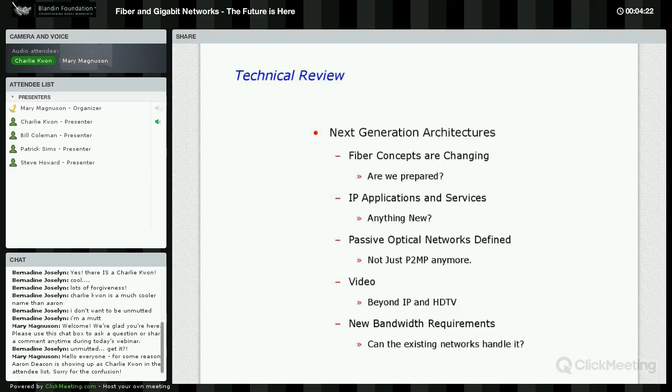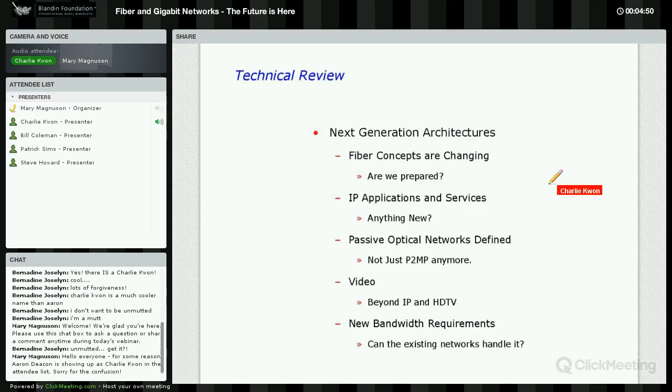when I take a look at things from a technical review perspective, what are some of the next generation architectures, and how are we using them? Well, for the most part, we're going to be talking about fiber. I do talk briefly about some copper, but the next generation architectures typically reside over fiber. And with that, fiber concepts are changing. And because of that, are we prepared?